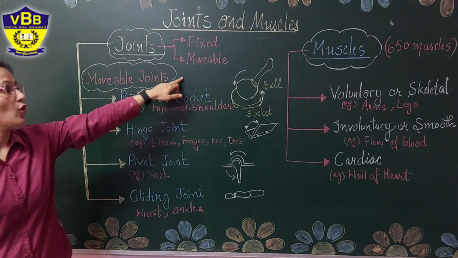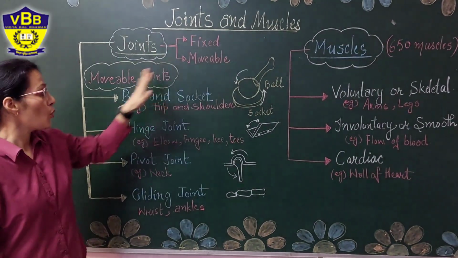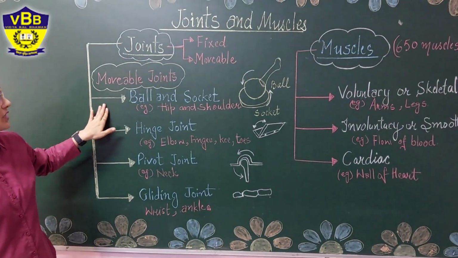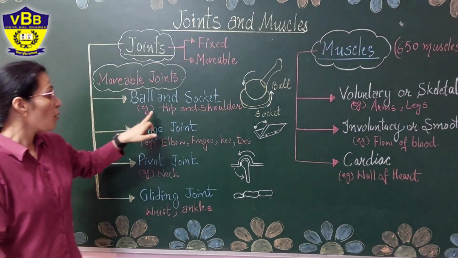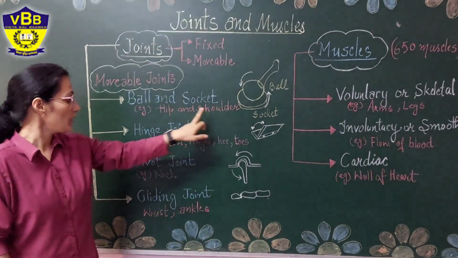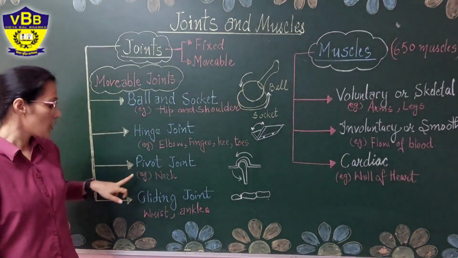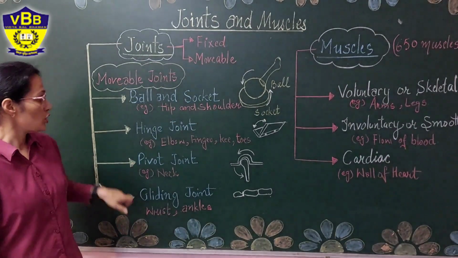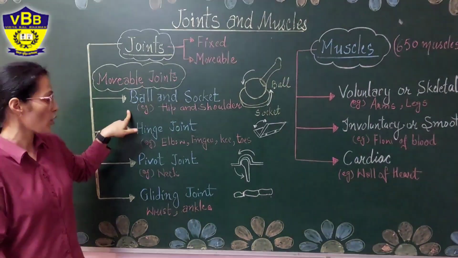So now we will start with the movable joints. We have four types of movable joints. The first type of movable joint is the ball and socket joint. Next, hinge joint. Third, pivot joint. And fourth is gliding joint. So let's start with the first, ball and socket joint.